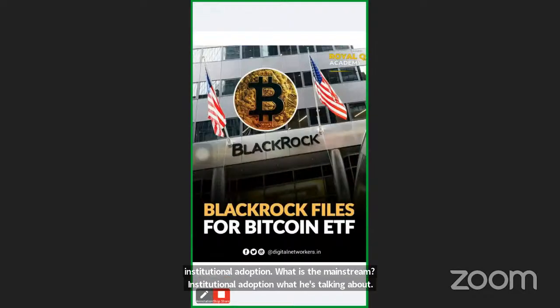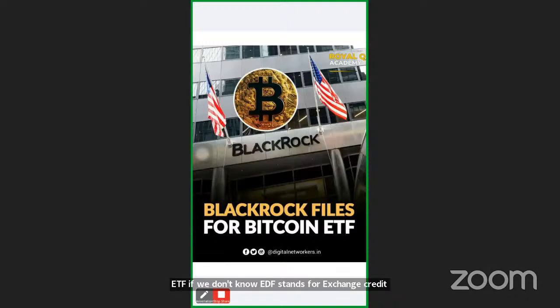This is the biggest firm in the world, a huge $1 trillion investment firm. That is the largest asset management firm in the world, called BlackRock. And BlackRock has already filed for a Bitcoin ETF. It is pending and waiting to be approved. Just imagine what will happen when this ETF is approved.